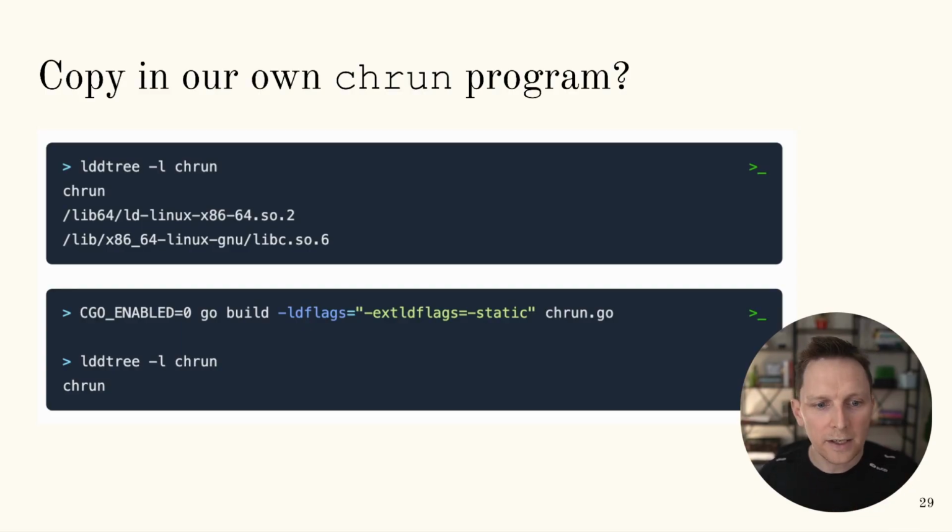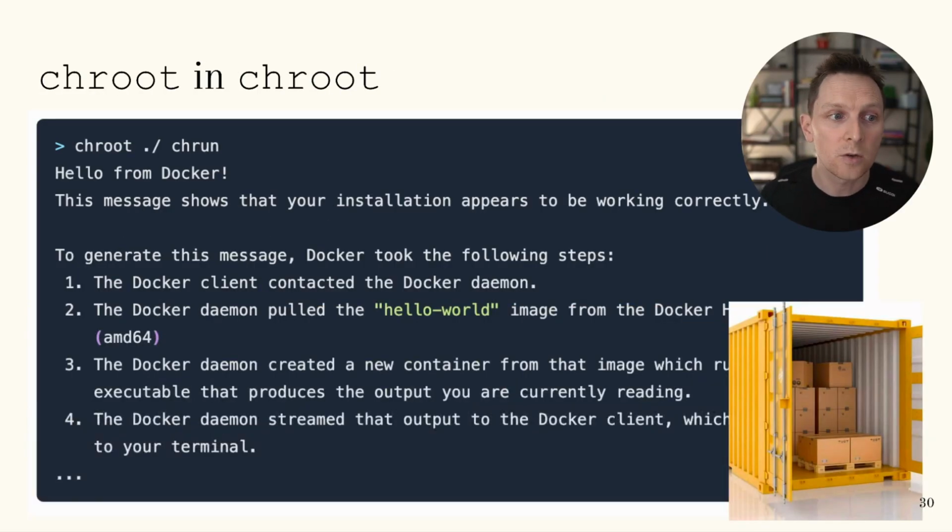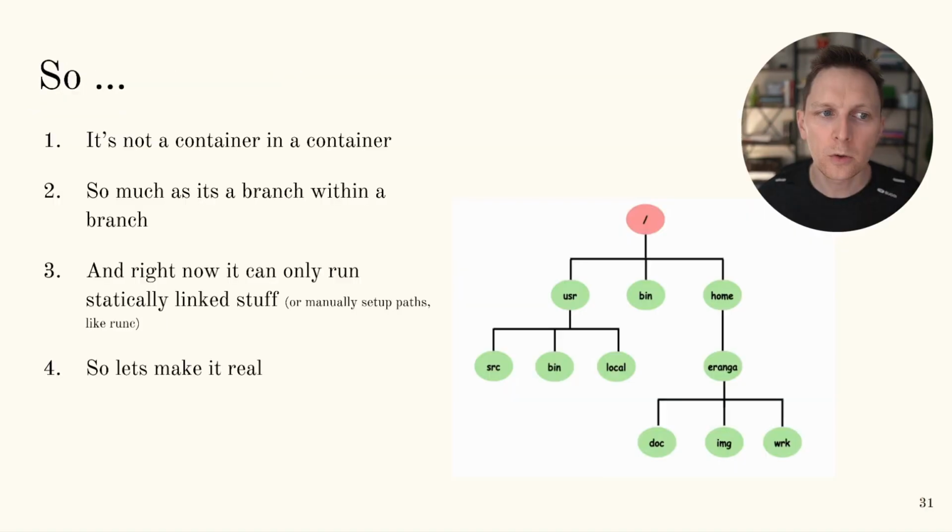But if you Google this, you can find out there are ways to get around this. I can tell it to link things statically, and then I get no dependencies. I can do chroot, pass it the current directory, and call chrun, which will run this whole thing inside of it and run hello, containers in containers, and it works. Bam, right?